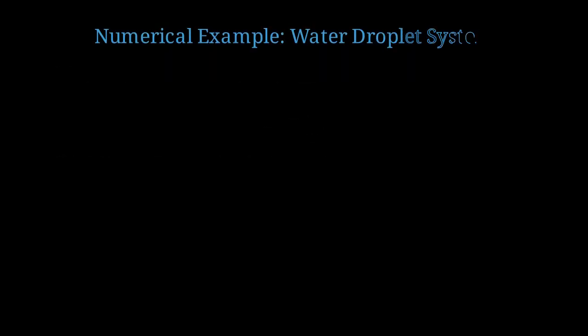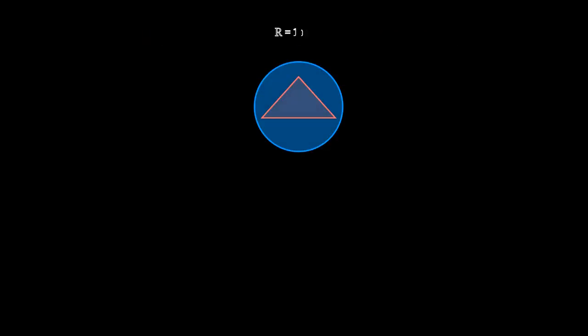Let's work through a concrete numerical example to see when capillary origami is feasible. Consider a water droplet with radius r equal to 1 millimeter sitting on a surface. We place a thin plastic membrane on top with thickness T equal to 10 micrometers. The surface tension of water is 72 millinewtons per meter, which we write as 72 times 10 to the negative 3 newtons per meter.